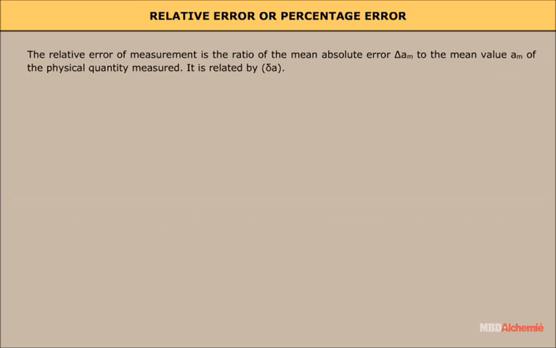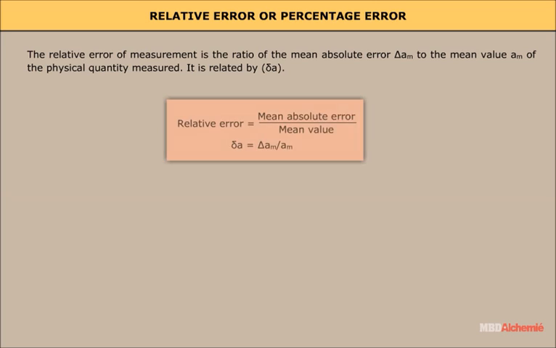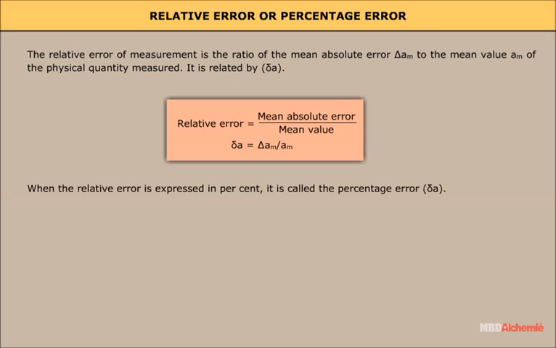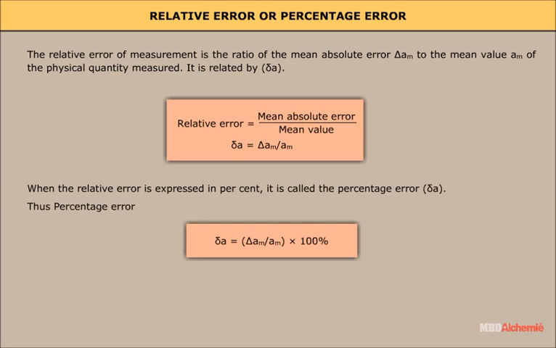Relative error or percentage error. The relative error of measurement is the ratio of the mean absolute error delta AM to the mean value AM of the physical quantity measured. Thus, when the relative error is expressed in percent, it is called the percentage error.